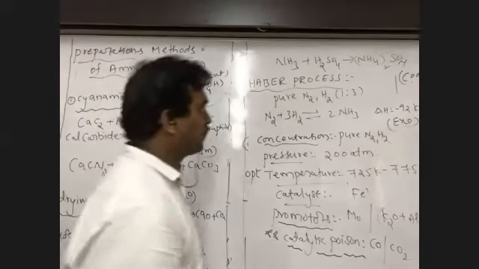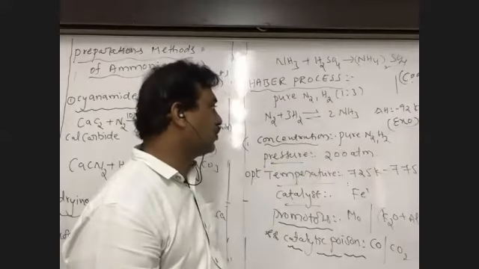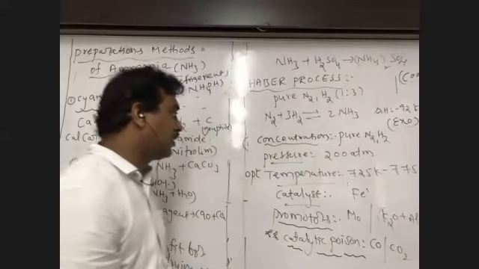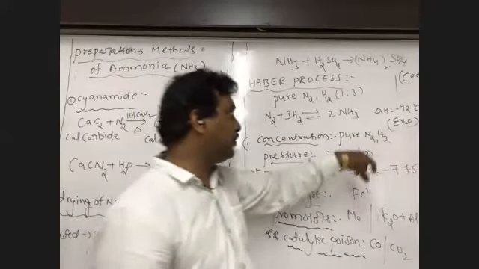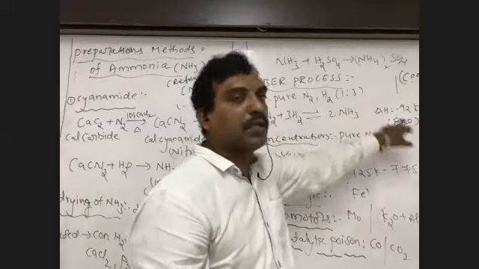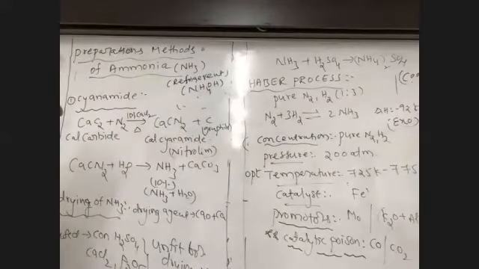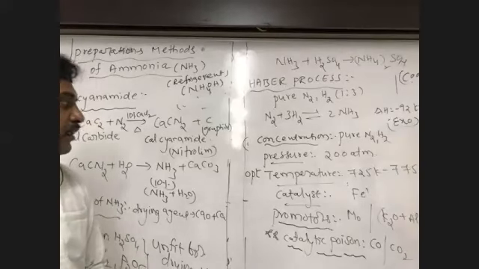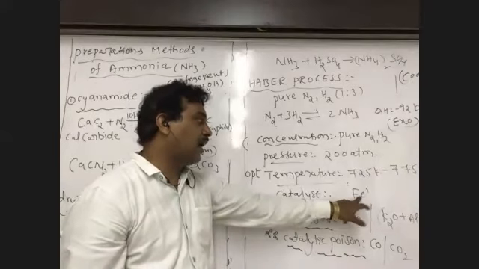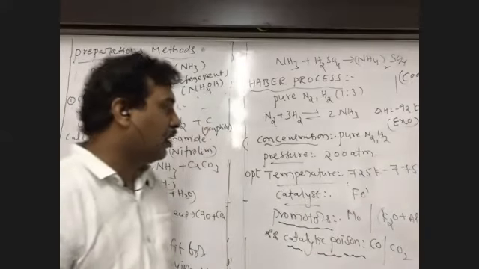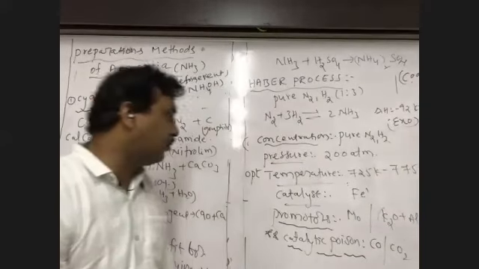The Haber process: pure N2 and H2 are used. Here we have to apply a pressure of 200 atmospheres according to Le Chatelier's principle. But for temperature, we have to take an optimum temperature. The formation of ammonia is an exothermic reaction, and at low temperature the rate of reaction is very slow. In that case, we have to use an optimum temperature. The catalyst used in the process is iron. Molybdenum is also used as a promoter, or a mixture of K2O and Al2O3 is also used as a promoter.